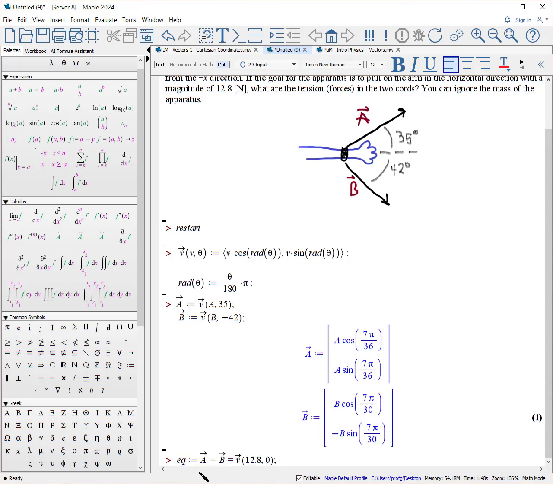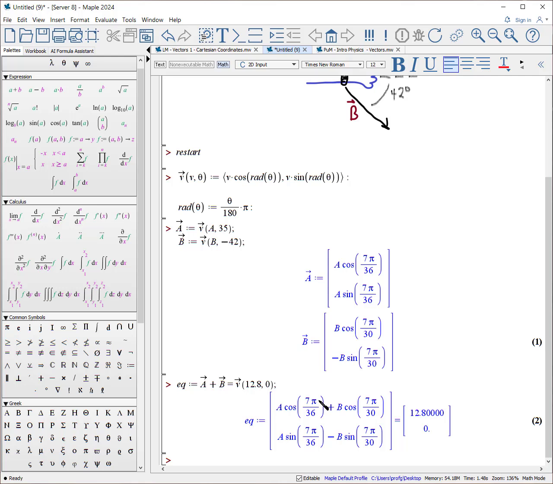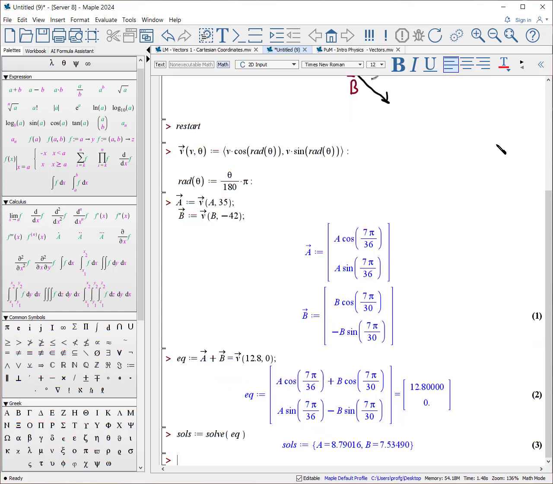The physics says that if we add a to b as vectors, we should get a vector with a magnitude of 12.8 at an angle of 0 degrees. We can see the x and y components of the left-hand side. It must be equivalent to the x and y components of the right-hand side. There are only 2 variables unknown in this, so we're going to solve this equation by using the solve command. There is our answer. The top one has a force of 8.8 newtons and the bottom has a force of 7.5 newtons.